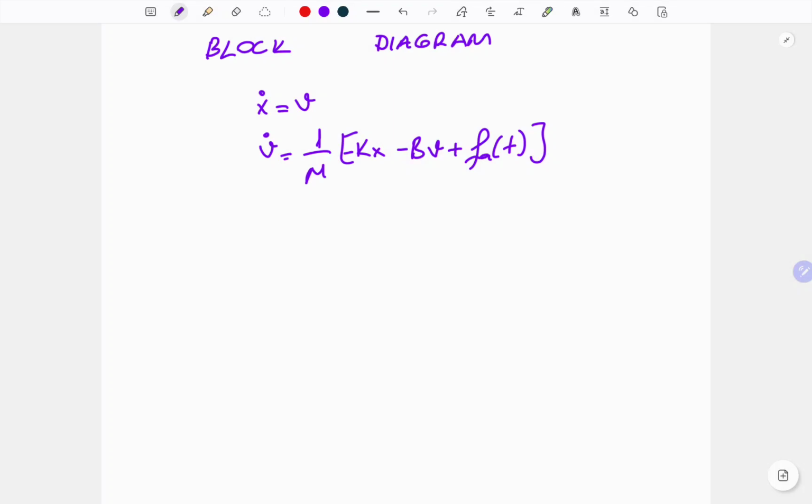Hello everyone, we will continue on the same example to draw the block diagram, and these are mathematical equations in state space representation, and in the last video we discussed the matrix form. Now for the block diagram we will make a connection between the input and output using these equations. So we will convert these equations into block diagram representation format.